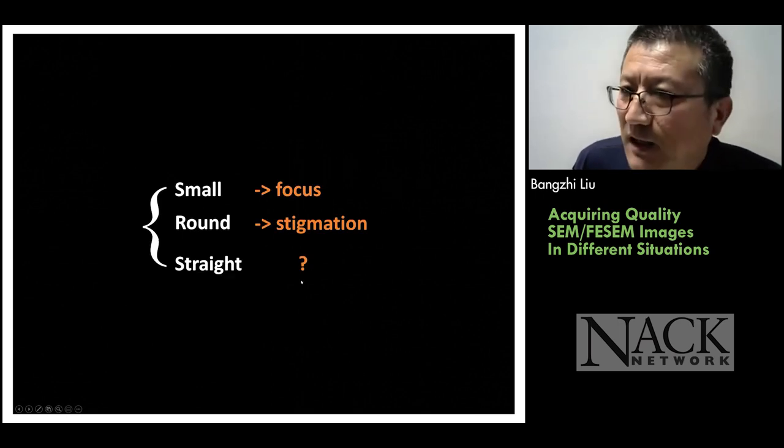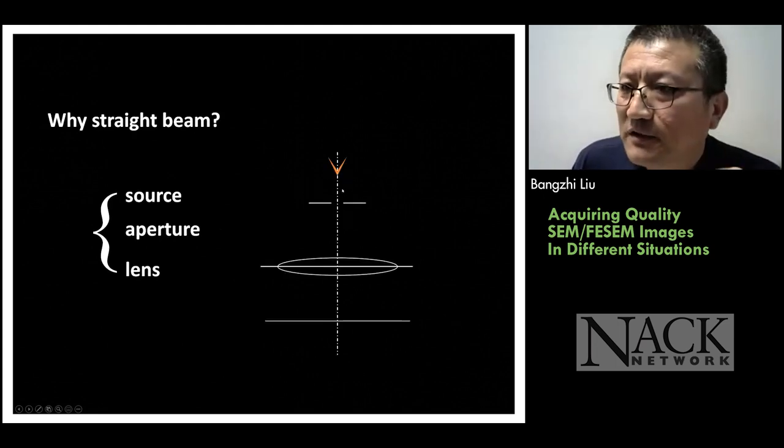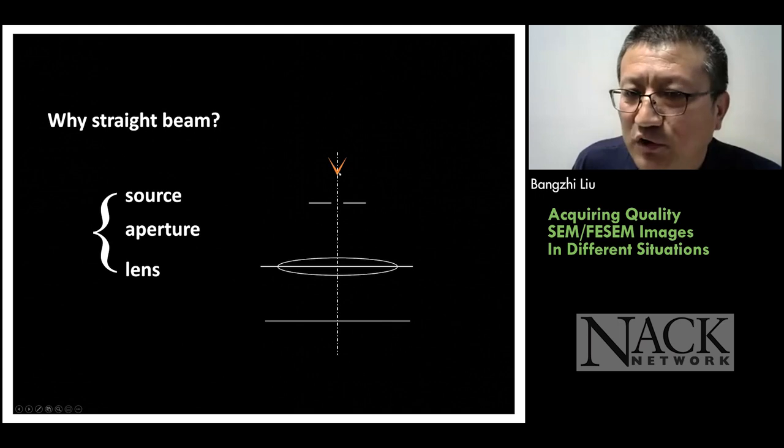So now let's talk about the alignment. Let's talk about why we need a straight beam. If you look at the diagram again, we have a source, we have an aperture, we have a lens.